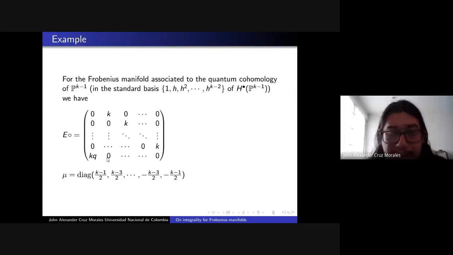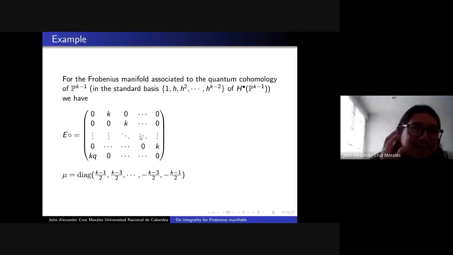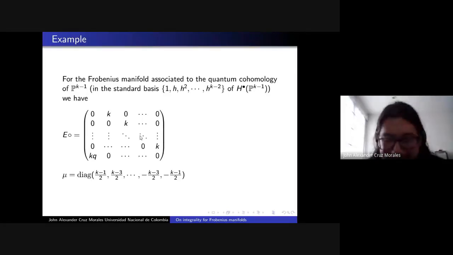This is the canonical example of Frobenius manifolds, right? And for the rest of the talk, it's enough if you focus on this example. If you consider this example, this is enough for today. In some sense, the cases I want to consider today are formally this case. I hope to make that point clear.